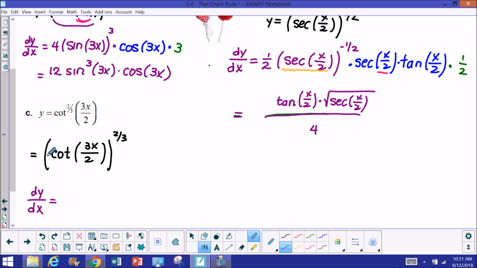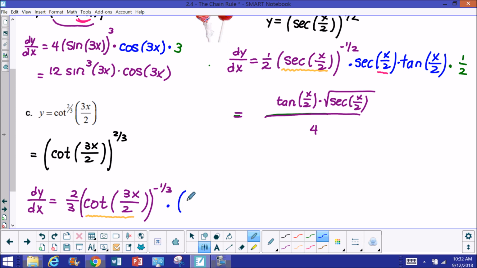We do our outside derivative first, place the 2/3 in front, take our cotangent of 3x over 2, but then we have to consider what is the new power that we are raising that to. Once we subtract 1 from 2/3, we get negative 1/3. All right, keep pushing on. What was the inner part of the function? The cotangent of this quantity. What is the derivative of the cotangent?